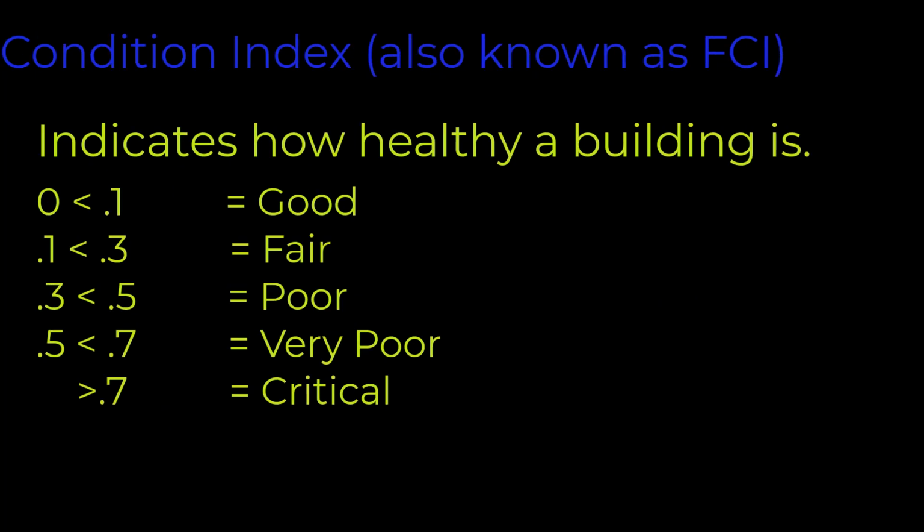The second is condition index. Condition index is a score that indicates how healthy a building is. The way condition index works is that the lower the number, the better. We often produce statistics that count the number of assets in different condition ranges so that we can report on the number of poor or good condition assets.